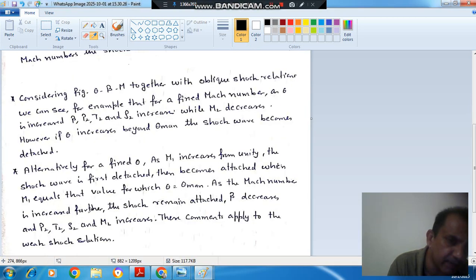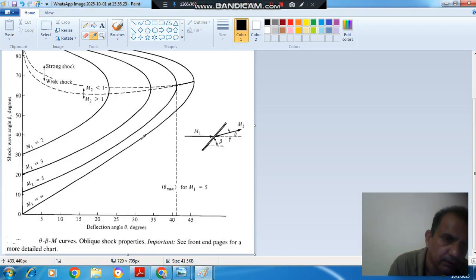As the Mach number increases further, the shock remains attached, beta decreases, and P2, T2, rho 2 and M2 increase. These comments apply to the weak shock solution. So here if we increase the Mach number, then it will become attached and beta will go on decreasing, and this M2 will increase, and this will also increase, because a weak shock will be there.